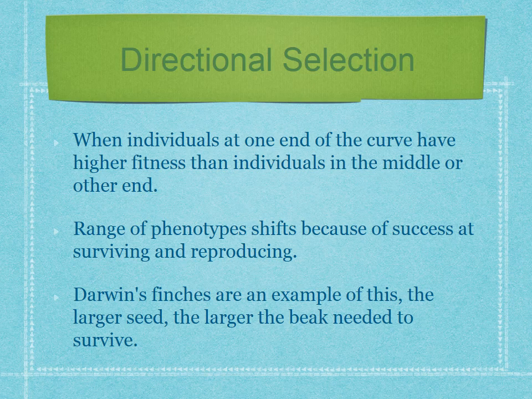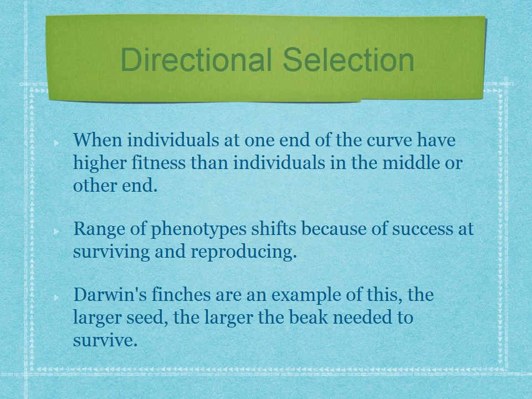So let's say you're on an island where the only food present are large seeds. So if there are only large seeds on that island, the birds would therefore need larger beaks to survive. So instead of the average being a middle-sized beak or a medium-sized beak, it's going to shift to the larger-sized beak.